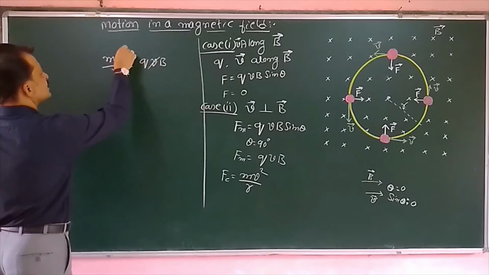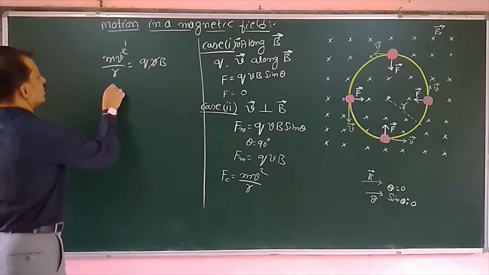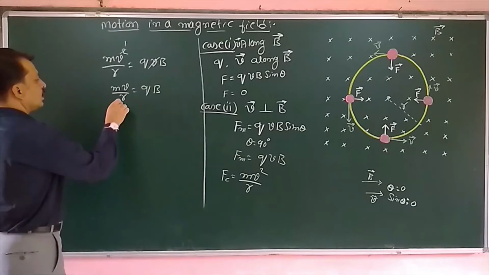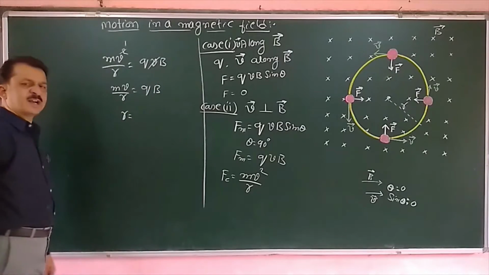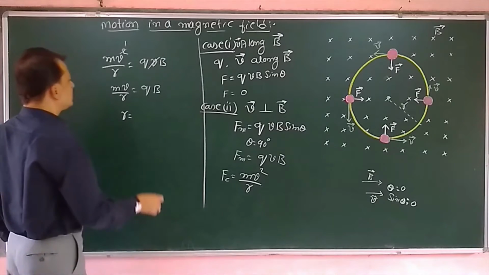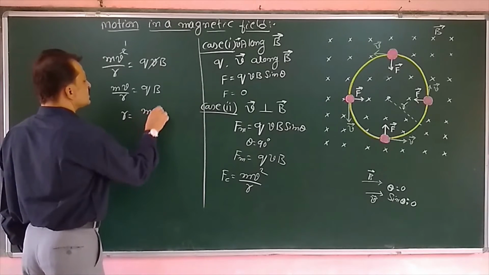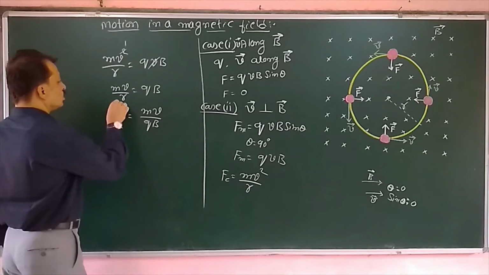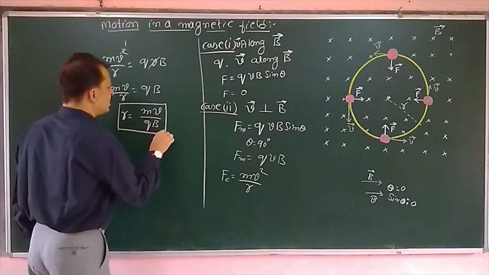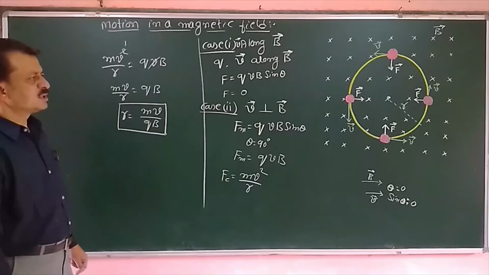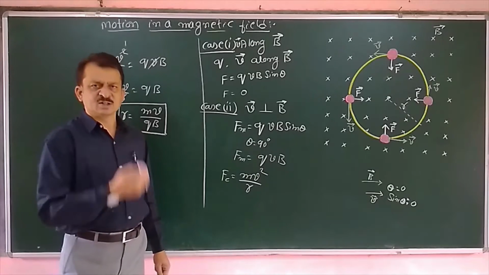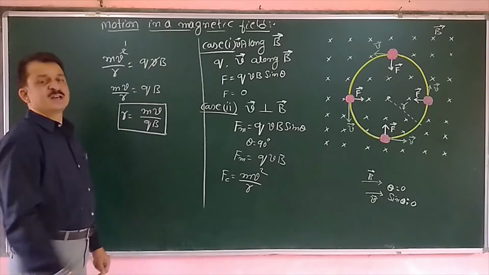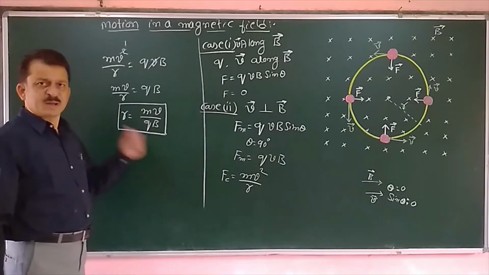Now, the v gets cancelled here. So therefore, mv by r is equal to q into b. We want the radius. Therefore, the radius of the circular path described by the charged particle is mv by qb, or bq. Now, this is the expression for the radius of the circular path described by a charged particle moving perpendicularly in the presence of an external field vector B.